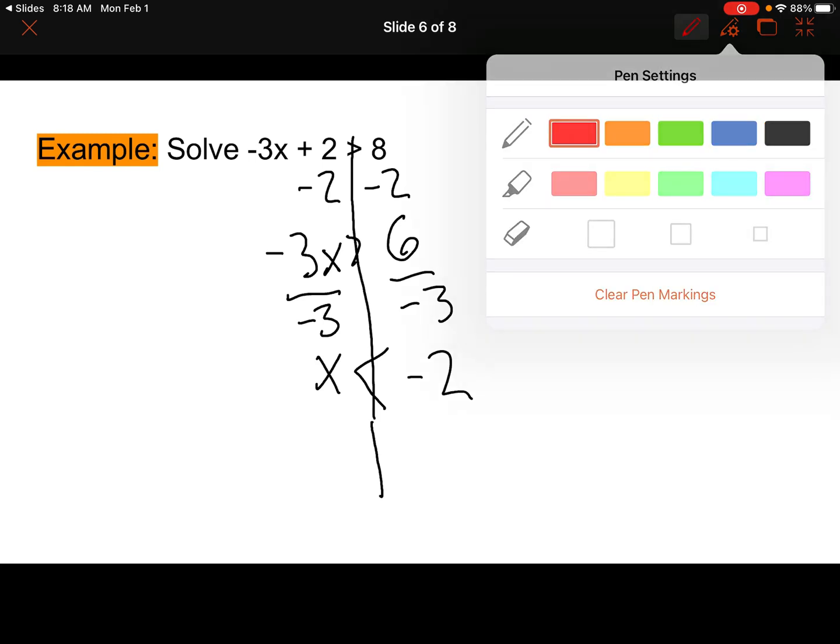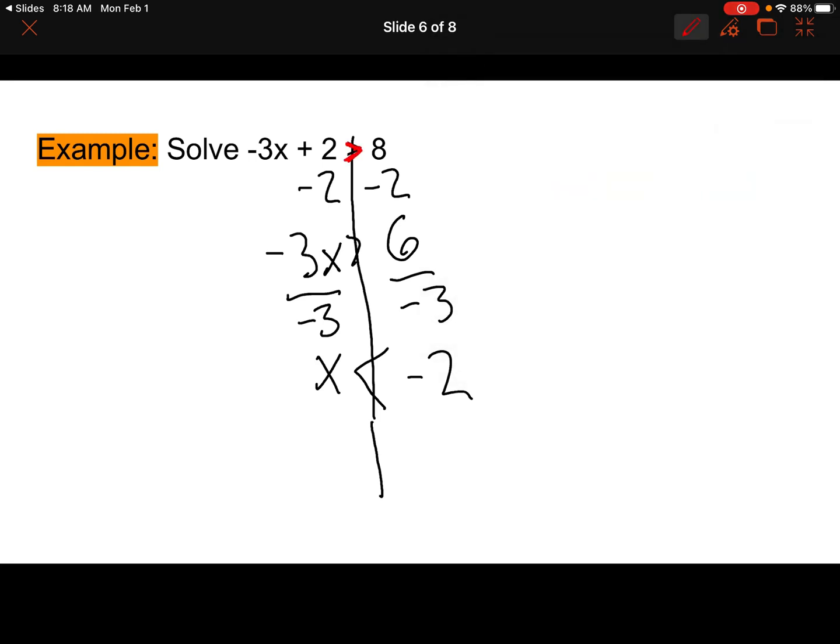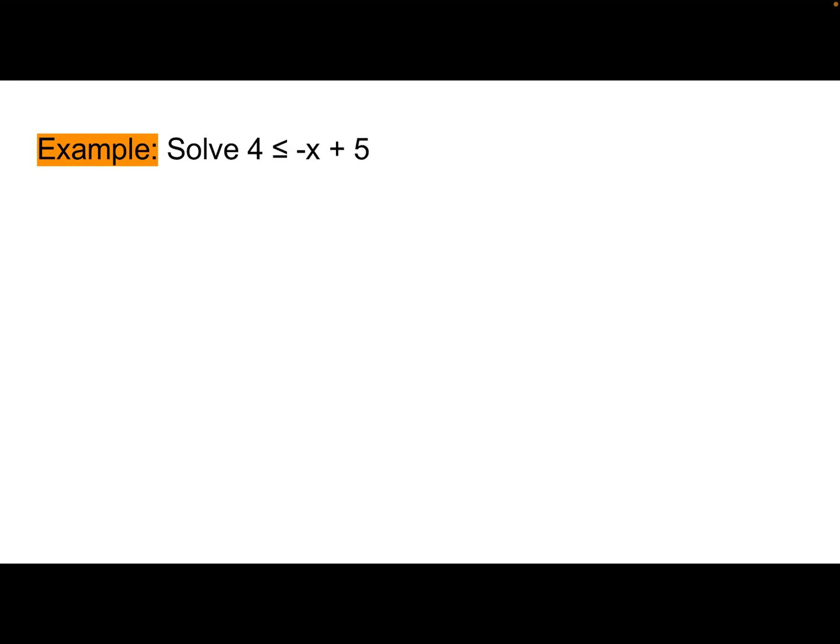And again, notice how we just went from a greater than sign, multiplied by a negative number right here, or rather divided by a negative number, and then we ended up at a less than sign. So we started at greater than, ended at less than, because we were dividing by that negative number. All right, one more example for us here.